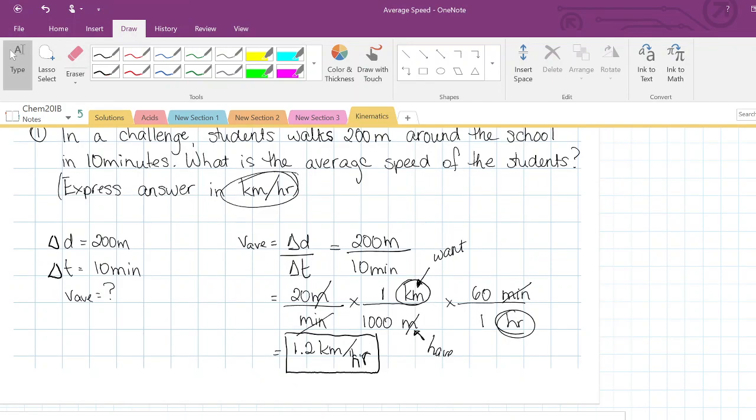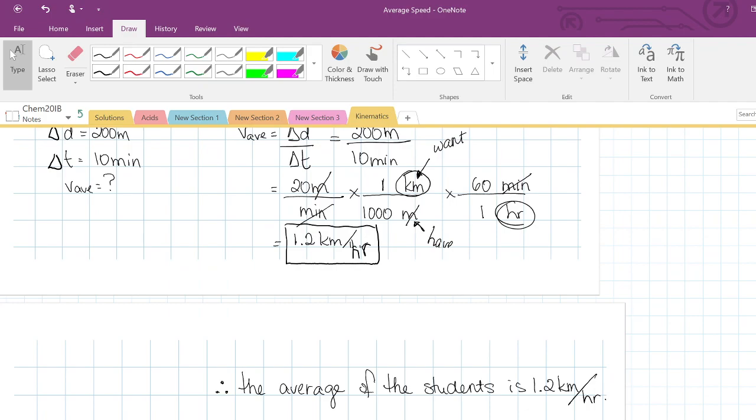And then finally, I put my little finishing statement. Therefore, the average speed of the students is 1.2 kilometers per hour. Okay, so that's the first question.